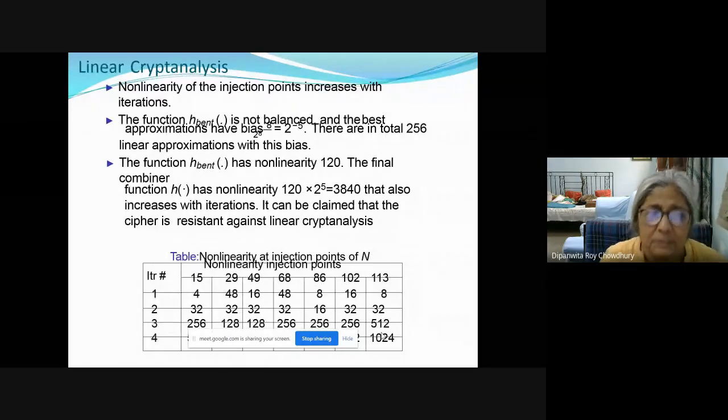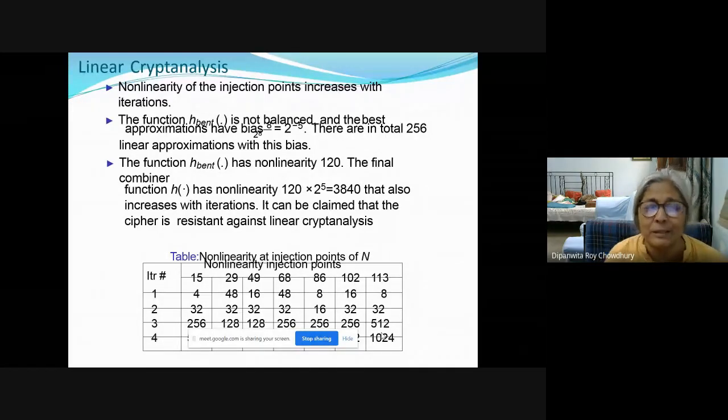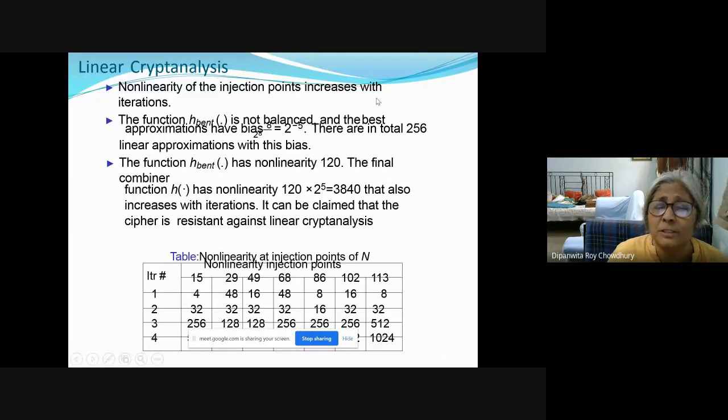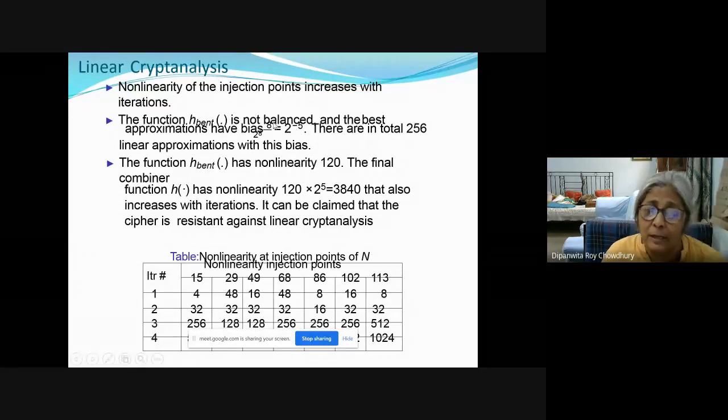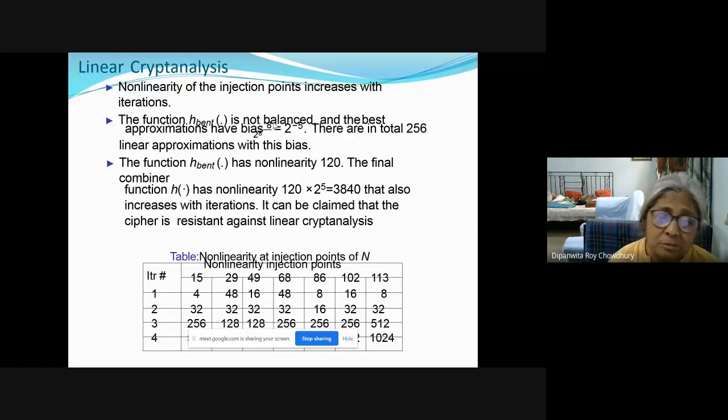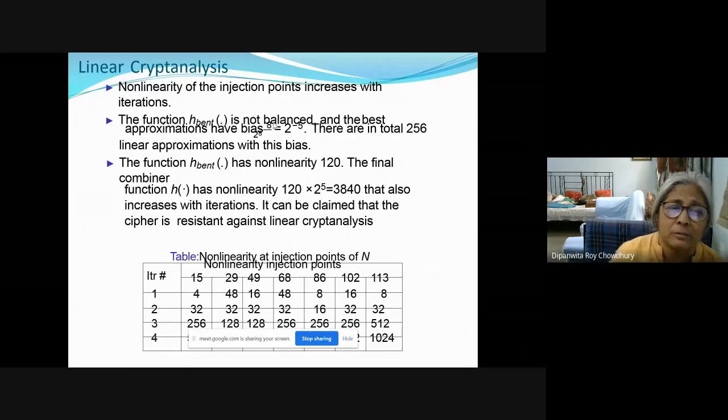So this is actually something I should have told earlier, but since I wanted to tell that thing, the first thing is always linear cryptanalysis. The nonlinearity of the injection points increases with iterations, and the function h bent is not balanced. This is the point I already mentioned. Otherwise, the cryptographic properties of h bent are good. It is nonlinear, and it increases nonlinearity, but it is not balanced.